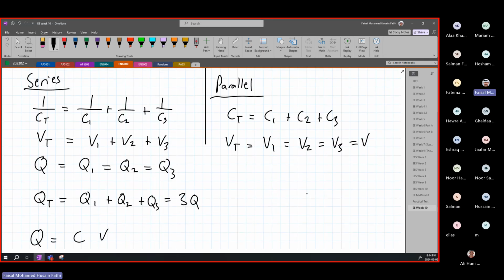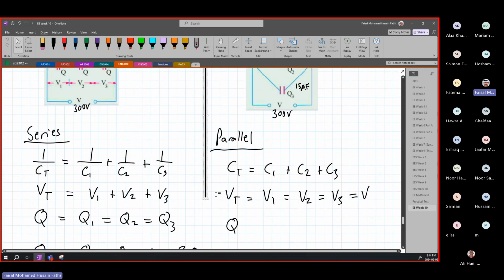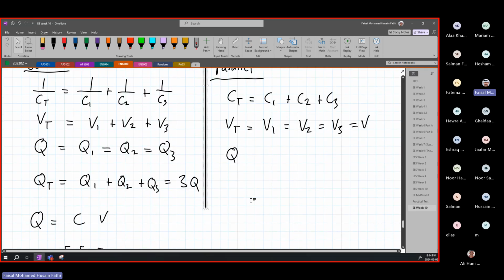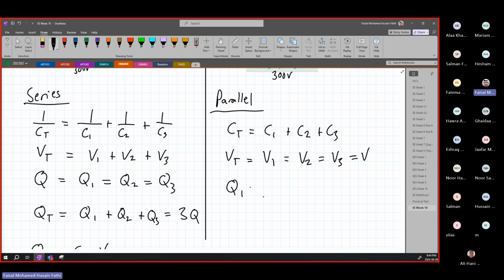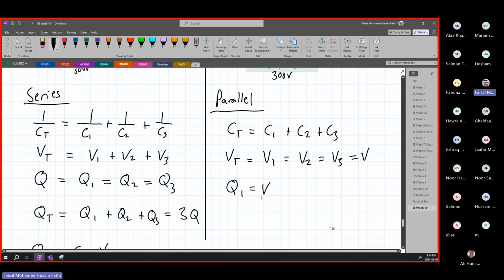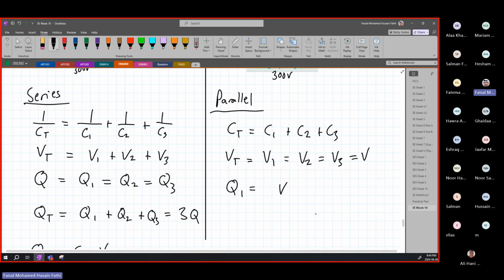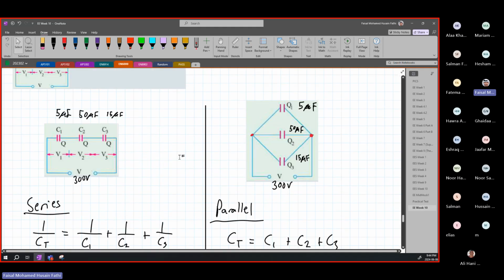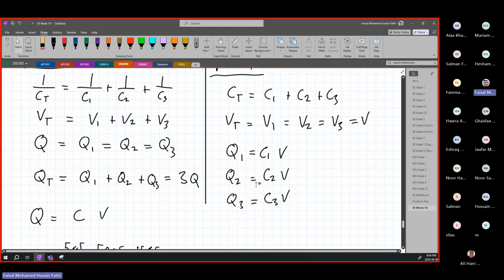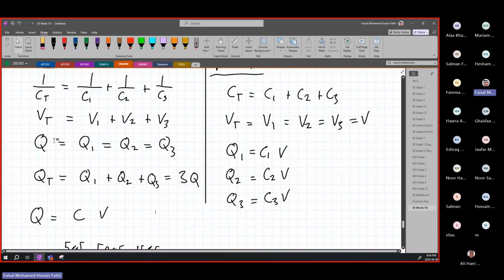And Q is now no longer equal to each other. But what is Q equal to? Very simply, Q1 is going to be equal to C1 times V. Q2 is going to be equal to C2 times V. Q3 is going to be equal to C3 times V. And that's it. That's the only difference. This is what you guys need to understand mainly.